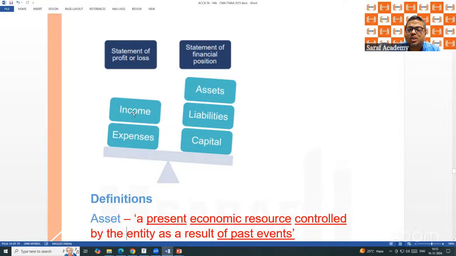Income and expense. What is income and expense? An increase in assets or a decrease in liability is income. You purchased an asset, that is an asset, that is not an income. But by using the asset, I am getting tuition fees. By using the asset, by selling an asset, I am getting some income. Increase in assets is an income. Decrease in liability is an income. Decrease in assets is an expense. Increase in liability is an expense. We can say that.